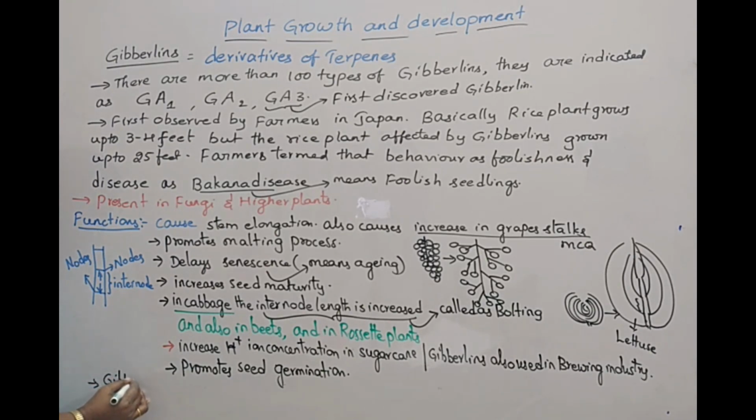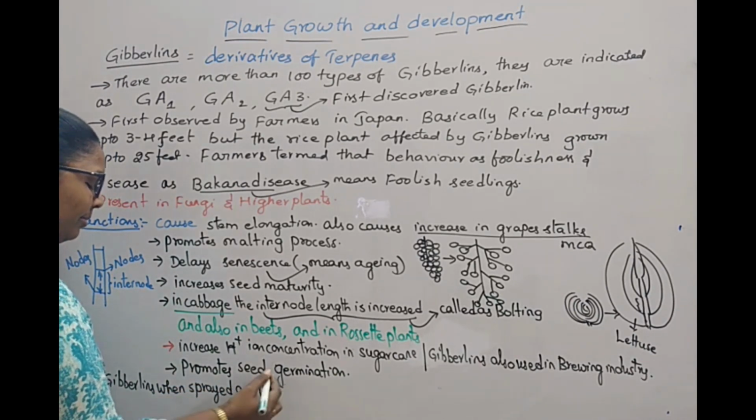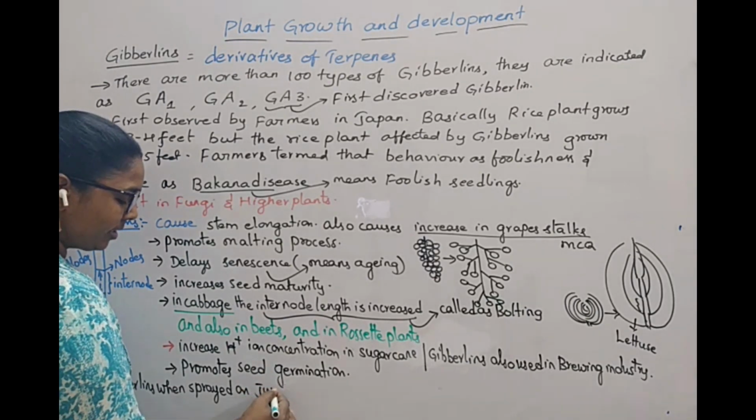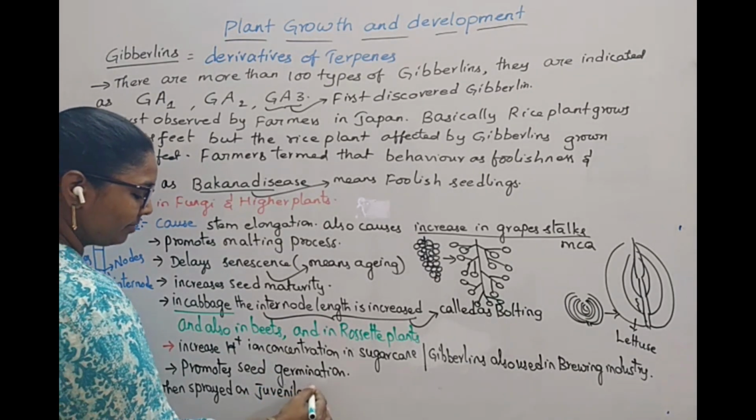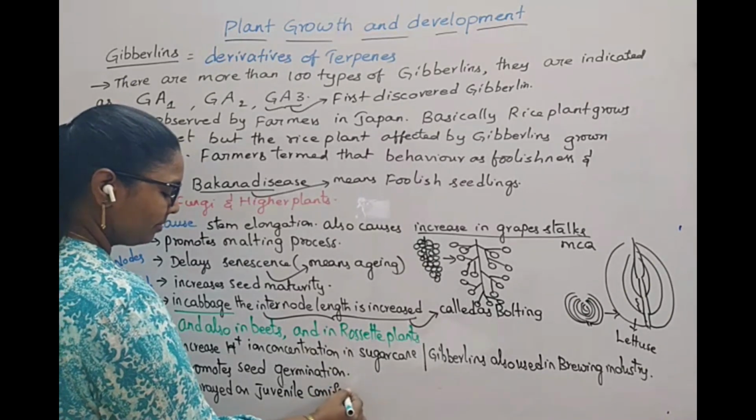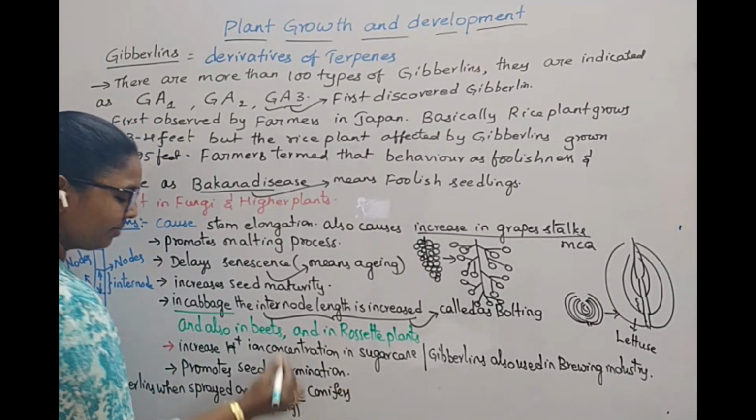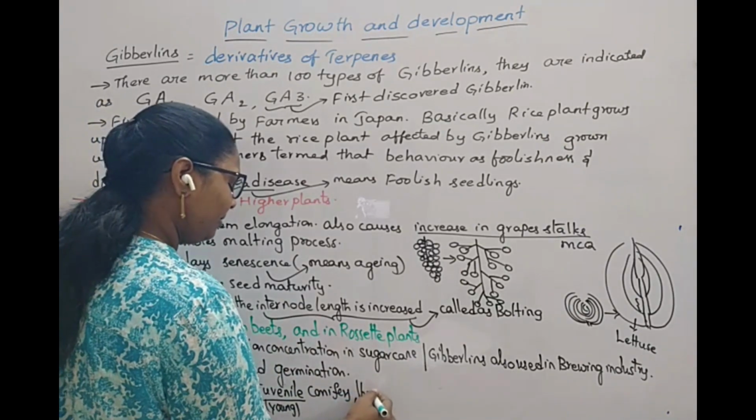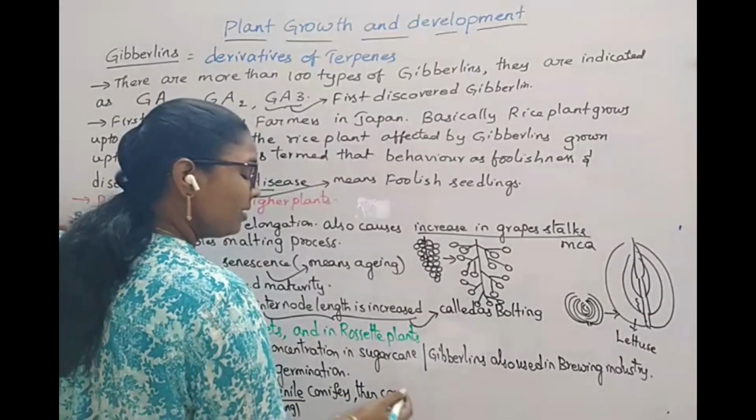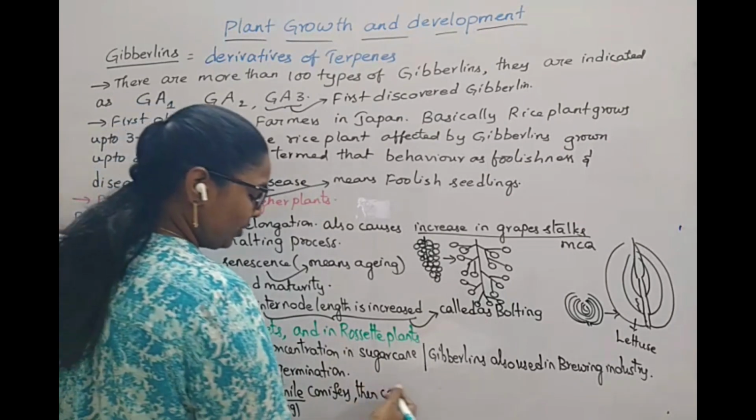Gibberellins, when sprayed on juvenile, means young, conifers, then conifers reach maturity period very soon.